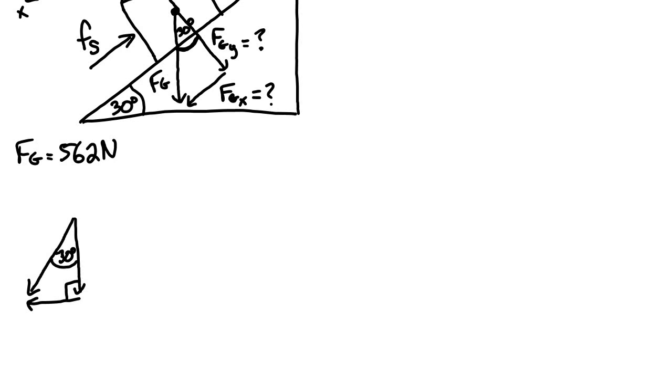And we have our FG over here, which is 562 newtons. And we have our FGY and FGX. So we want to find out what FGY and FGX are equal to. That's what the problem is telling us. For us to do that, being that we do have this one side and an angle, we could use trigonometry.